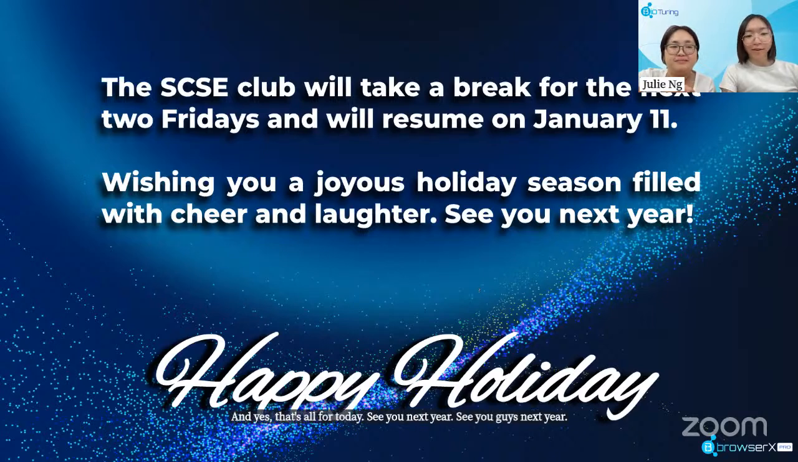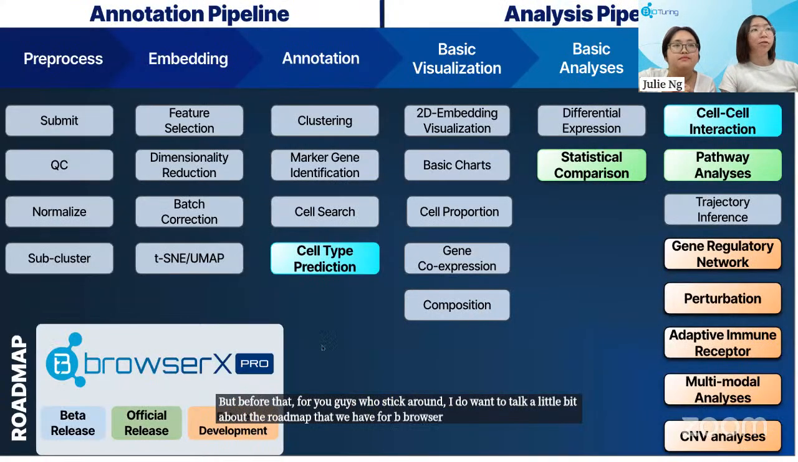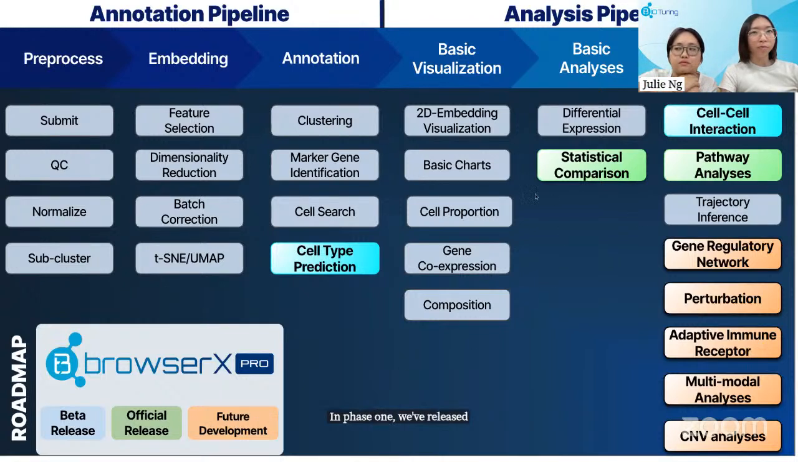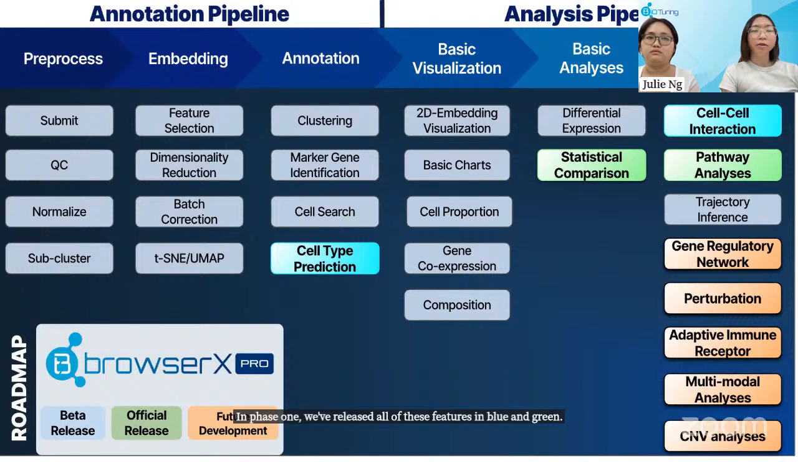Before that, for those who stick around, I do want to talk a little bit about the roadmap that we have for bBrowser X Pro. These are the features that we have available in bBrowser X Pro right now. In phase 1, we've released all of these features in blue and green, including the cell-cell interaction feature that we just saw, trajectory inference, and some of the visualization tools as well. However, in phase 2, this is where we get into more advanced analysis.